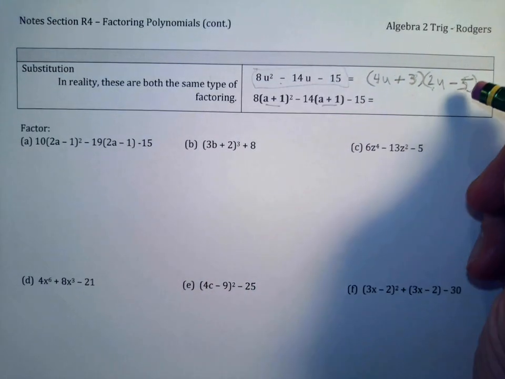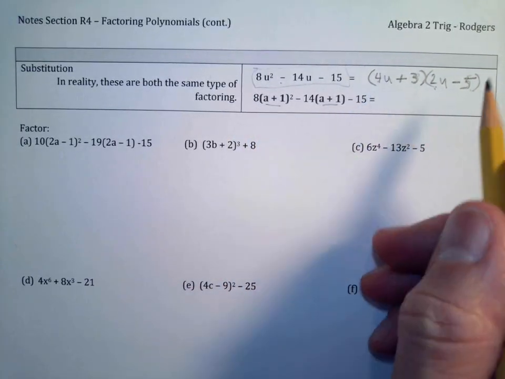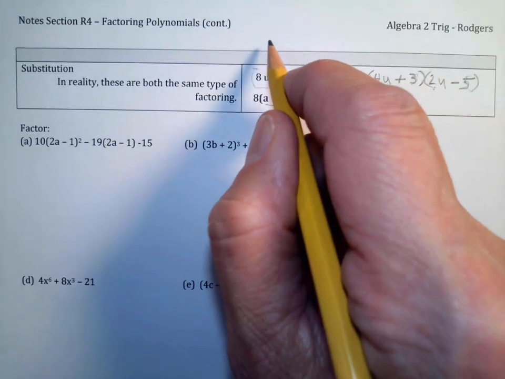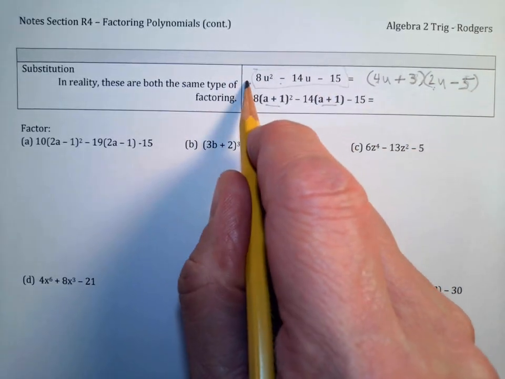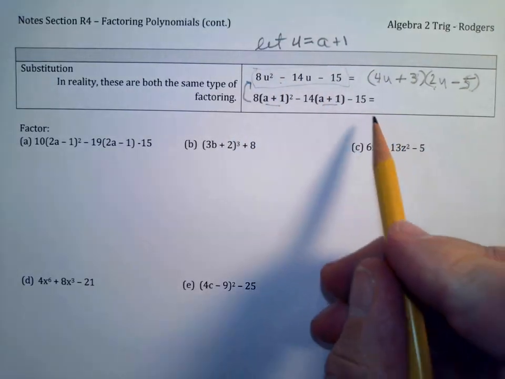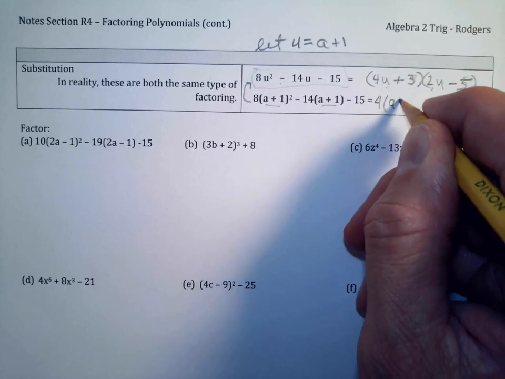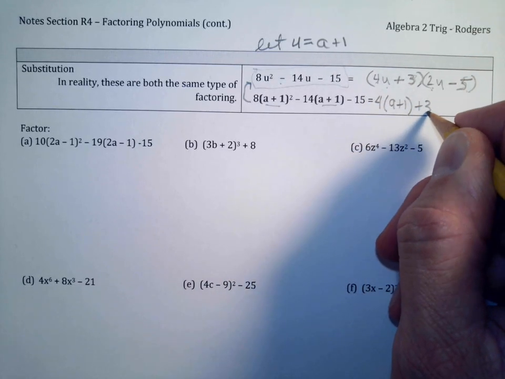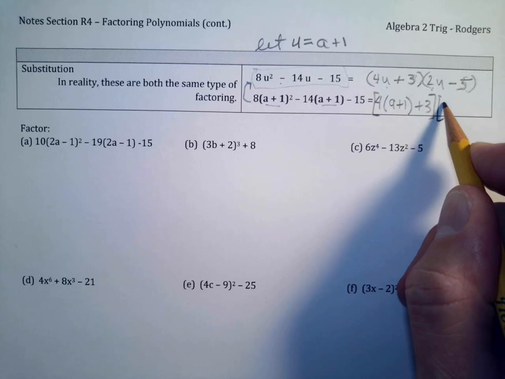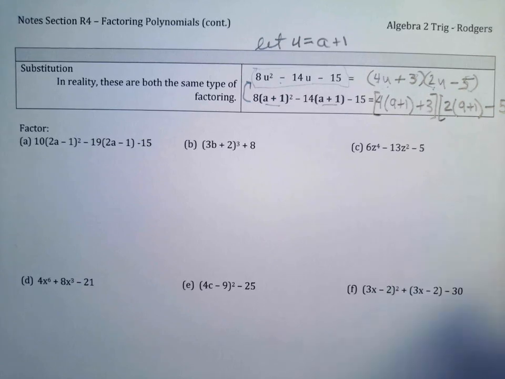Okay, so I've done that. And now let's unsubstitute. Essentially what we did to get from here to here is that we let u equal a plus 1. And so now we're going to unsubstitute. We're going to take out the u, so we have 4 times a plus 1 plus 3, let's put that in a square bracket, and then we have 2 times a plus 1 minus 5, and we'll end that with a bracket. Okay?